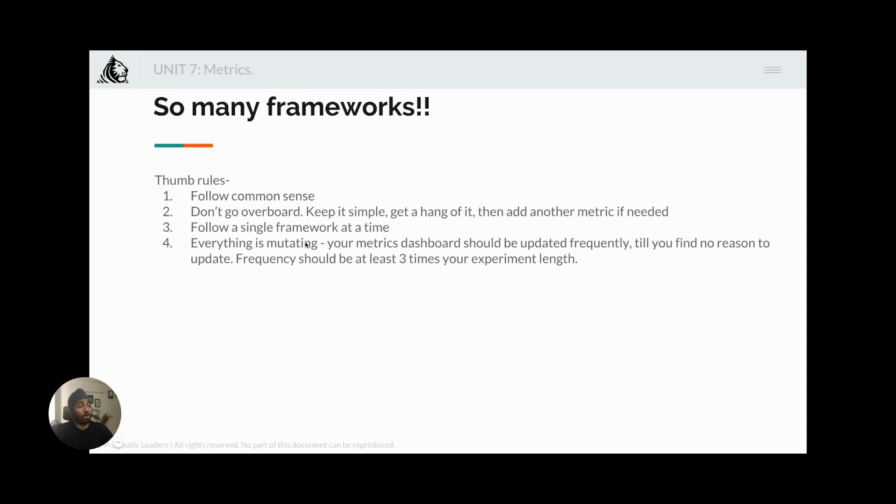And lastly, everything is mutating. Don't forget that. So your metrics dashboard should be updated frequently, till you find no reason to update. In my opinion, frequency should be at least three times your experiment length. So if your experiment is about 2 weeks or a month long, you should run it at least once or twice, unless the experiment is a complete failure, or across multiple customer segments, to gain confidence in your output.